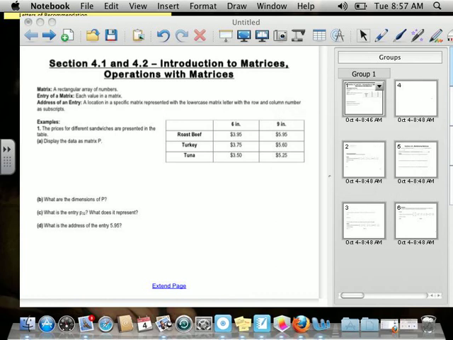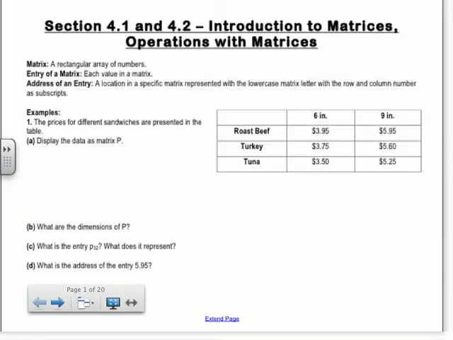All right, so sections 4.1 and 4.2 are an introduction to matrices and then operations with matrices. A matrix is just a rectangular array of numbers, a bunch of numbers in a rectangle. The entry of a matrix is each value in the matrix, so each number in the rectangular array. And the address is basically where it's located: a location in a specific matrix represented by the lowercase matrix letter with the row and column number as subscripts. So we'll talk about that.